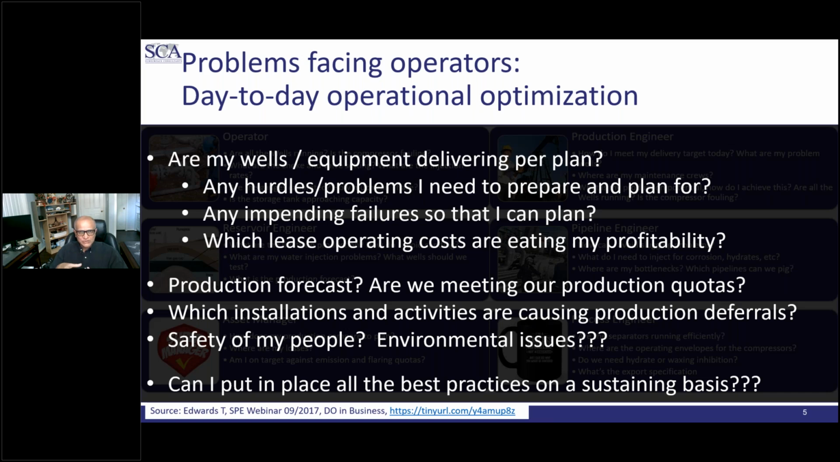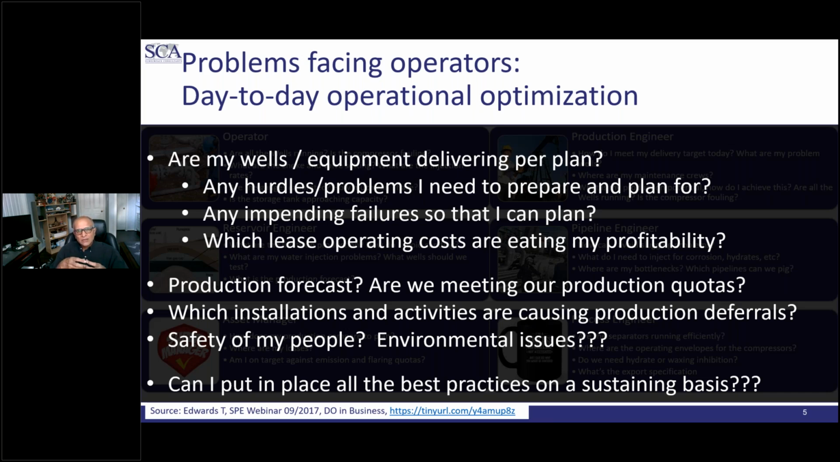Are there any failures that can derail my plan, right? Do I need to prepare for those failures? If I cannot prevent them, at least can I prepare for them? And how can I improve my profitability? What are the factors? People focus, of course, on the production forecast, the installations and the activities that are causing production deferrals. And very, very important, the safety of the people and the safety of the environment.